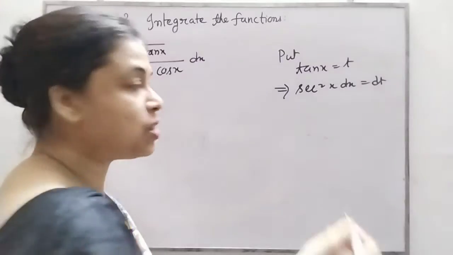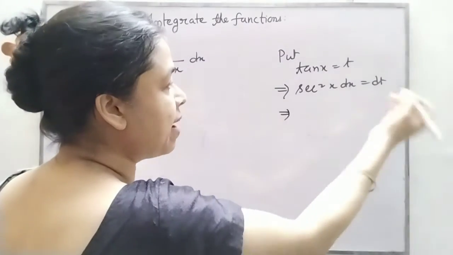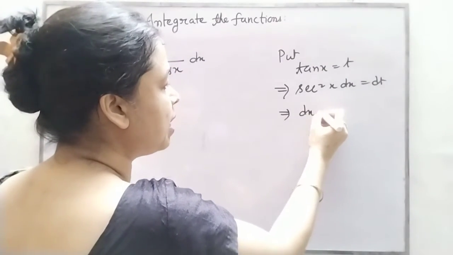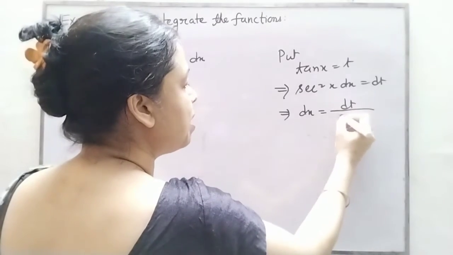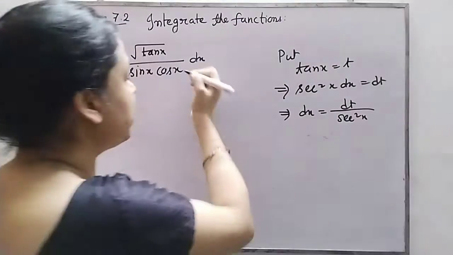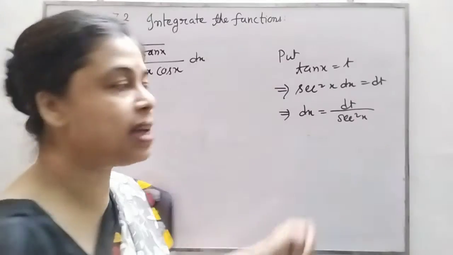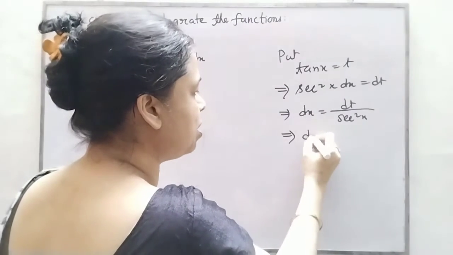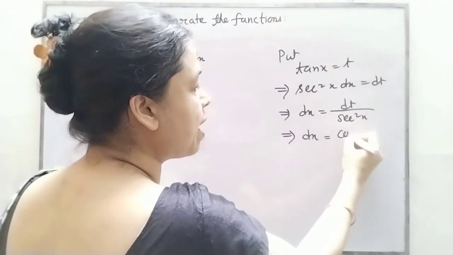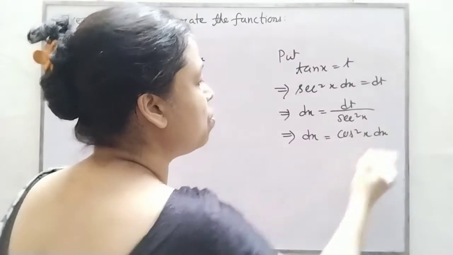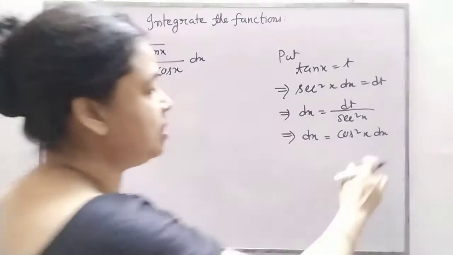Okay? And sec square x dx equal to dt, when I bring it to the right side, it becomes dx equal to dt divided by sec square x. And here it is directly not present, so I bring it to the right side. This way also we can do the calculation. dx, 1 by sec square, can be written as cos square into dt.